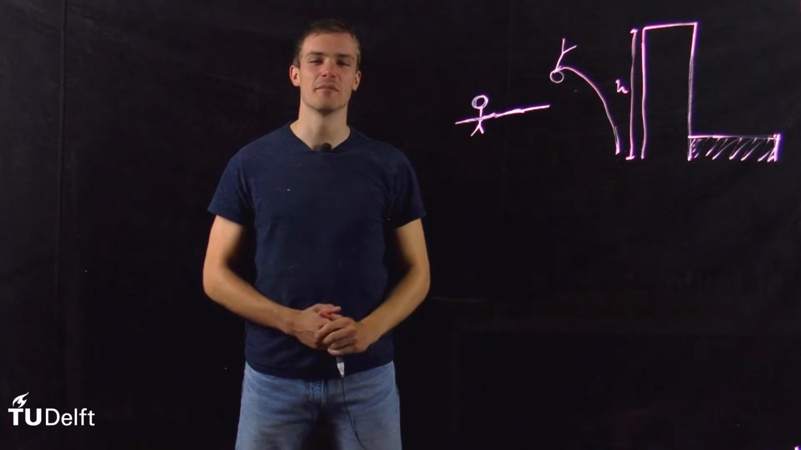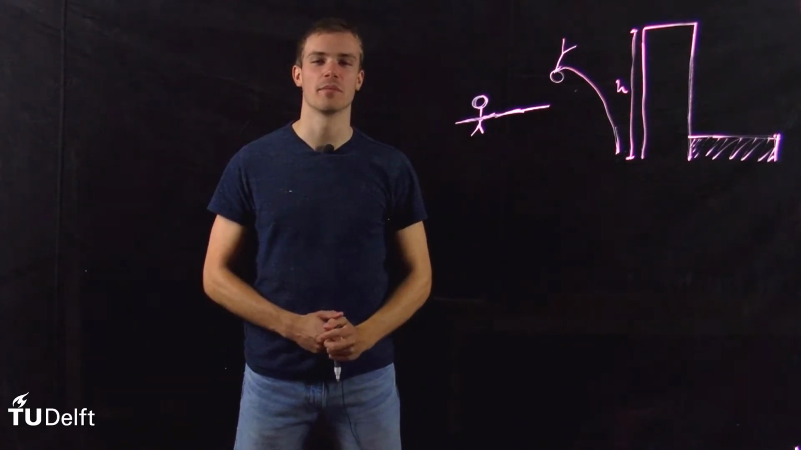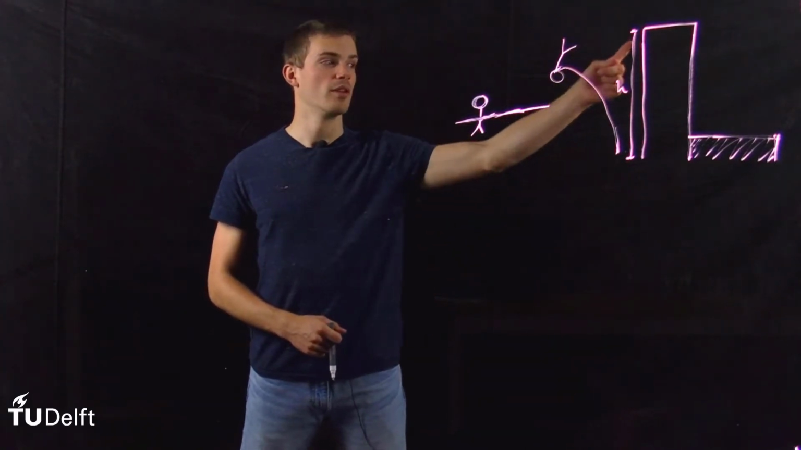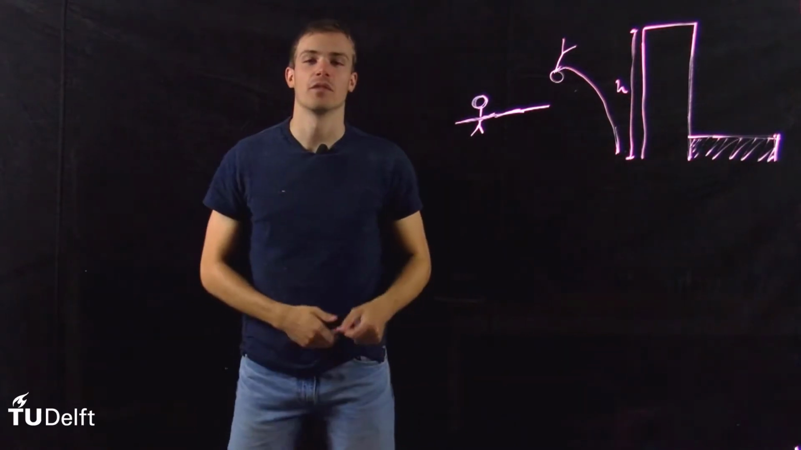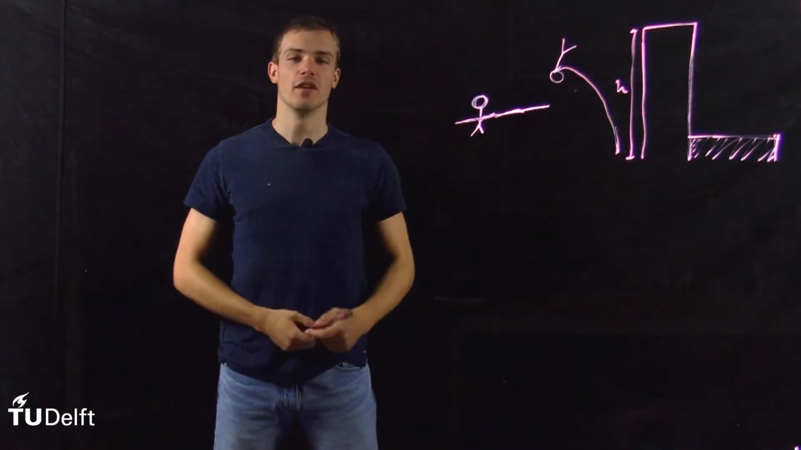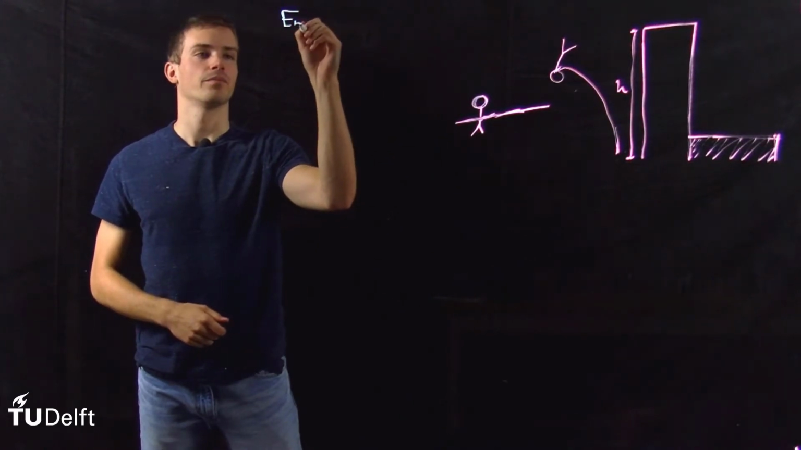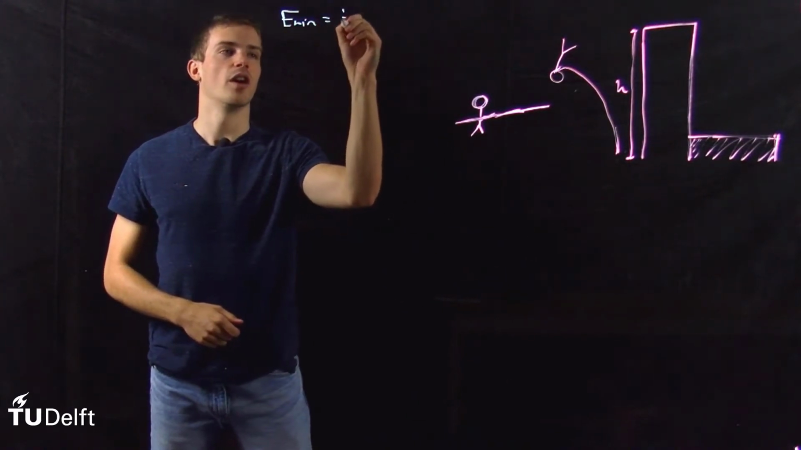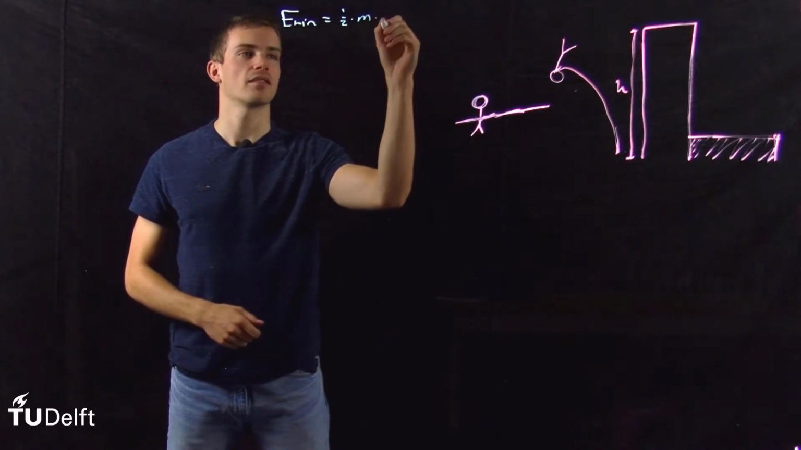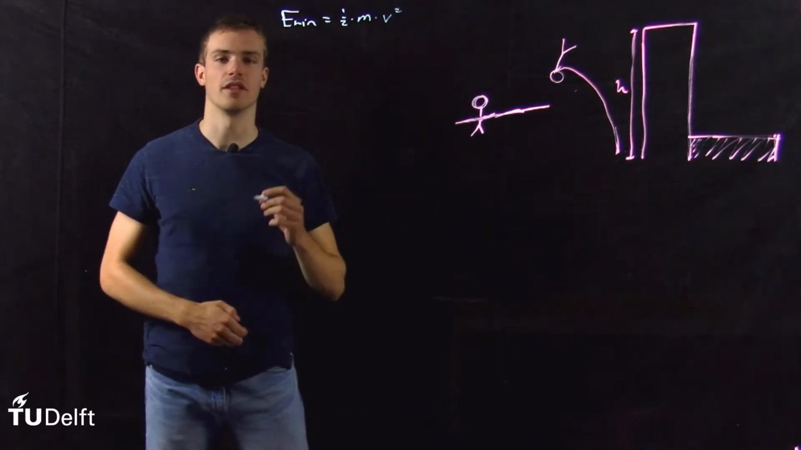Hello. For this example, we will calculate how fast the pole vault jumper has to run to get over the pole onto the safety mat. For this example, we will use the kinetic energy of the pole vault jumper. The kinetic energy of the pole vault jumper is equal to a half times his mass times his velocity squared.